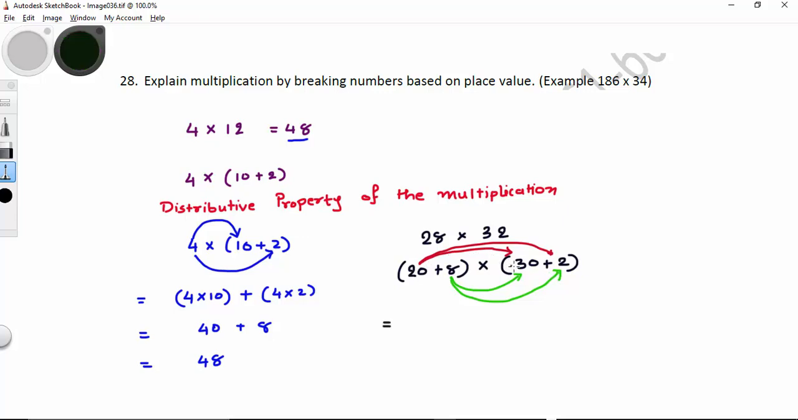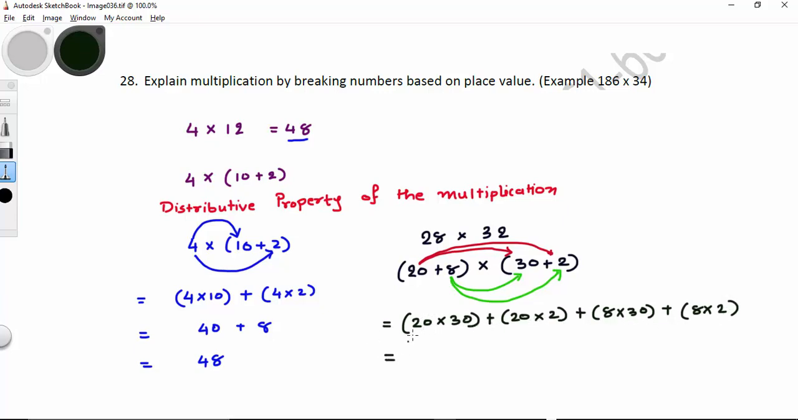So first I am going to multiply 20 and 30. So I will say 20 times 30 plus 20 times 2 plus 8 times 30 plus 8 times 2. Now these multiplications are simpler, right?